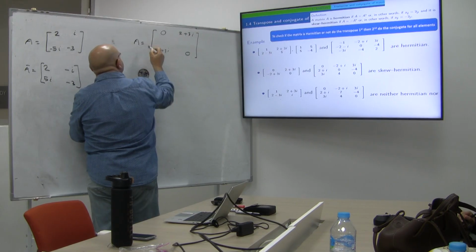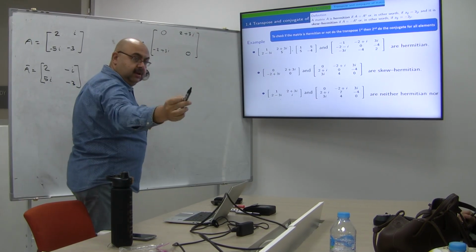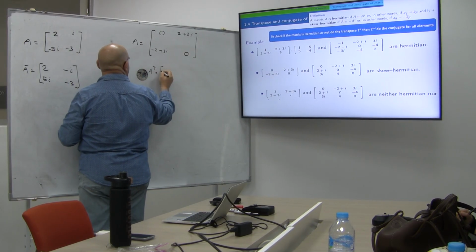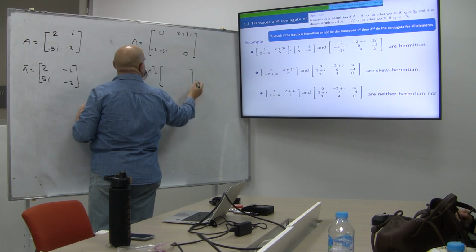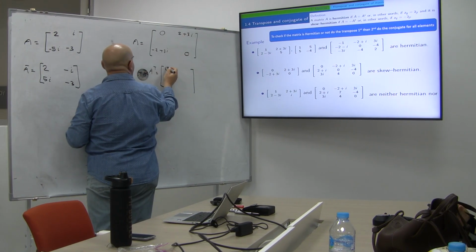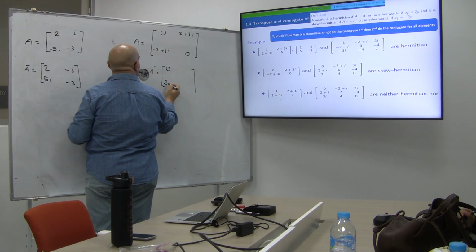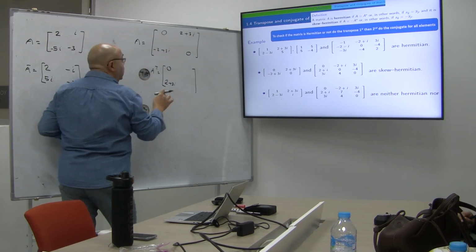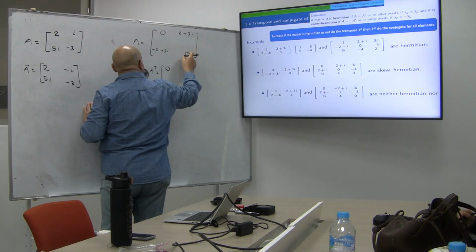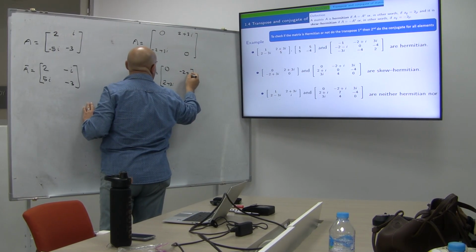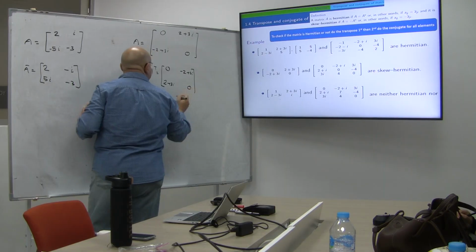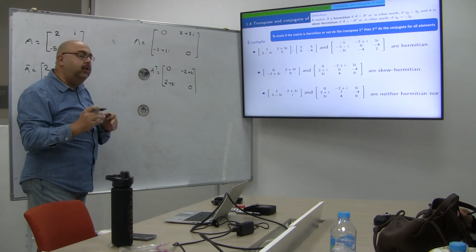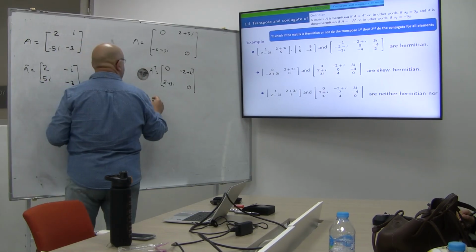That's my matrix. Let's get the transpose. Can you tell me how the transpose is going to be? Change the rows into columns. So the first row becomes the first column, and the second row becomes the second column. So it's going to be 0, 2 plus 3i, negative 2 plus 3i, and 0. Then the second step, get the conjugate of all elements.